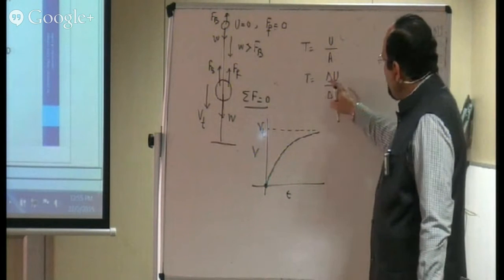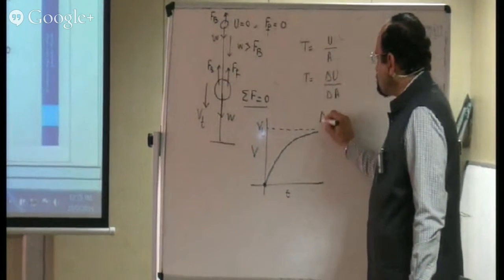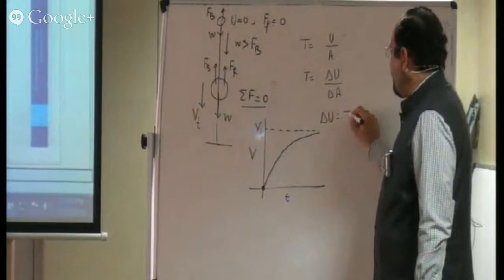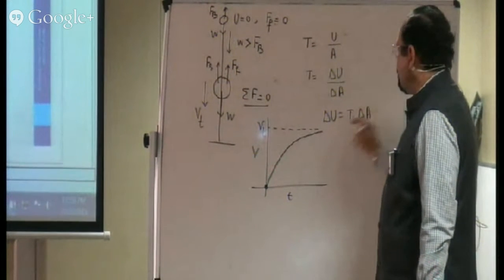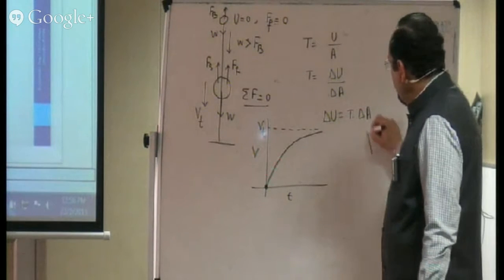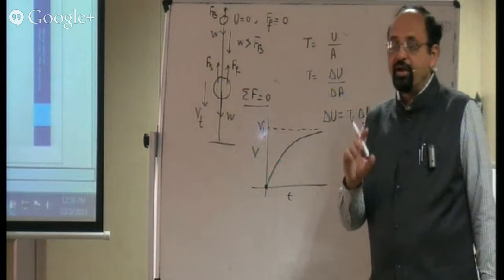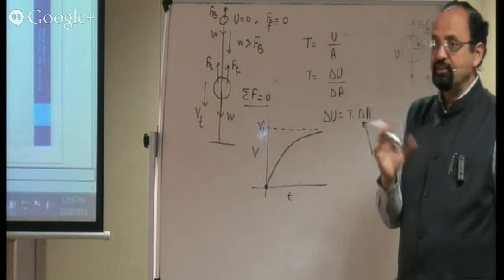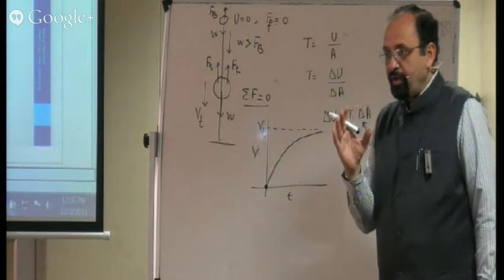It means if I want to know how much energy I have changed, that can be obtained by taking dU equals T into delta A. Delta A is the change in area. But while taking it, I must not forget, I have to take the area change from both the sides if it's a film, right?